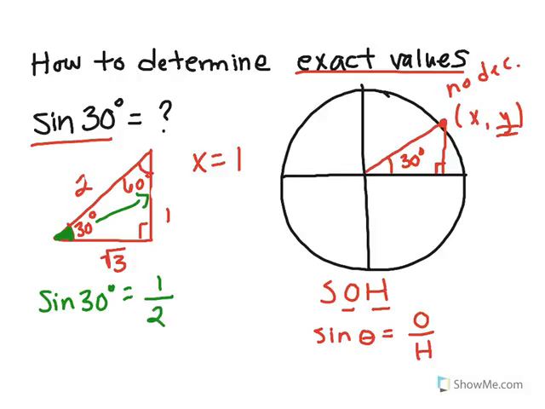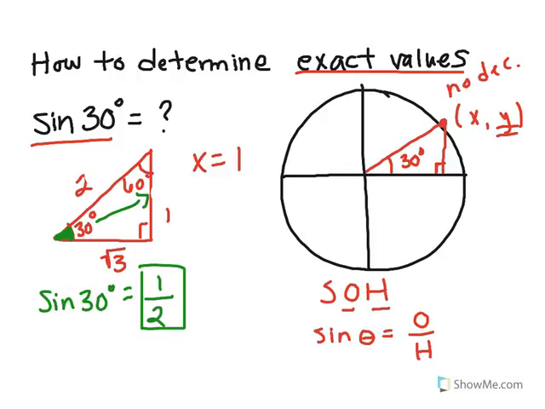So, does this look like an exact value? Well, sure it does. There's no decimals. It's a very nice fraction, actually. And this has the equivalent value of 0.5, but we're not going to write 0.5 because there's no decimals allowed in exact values.